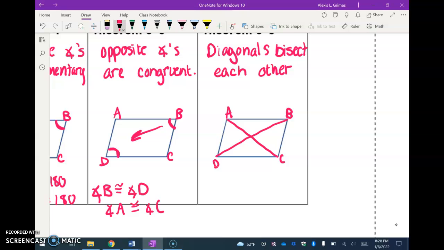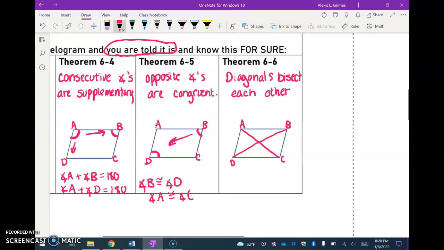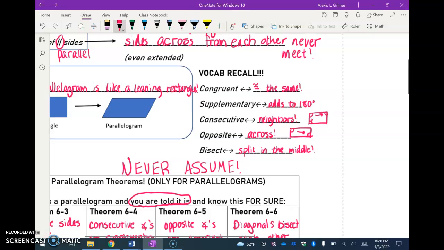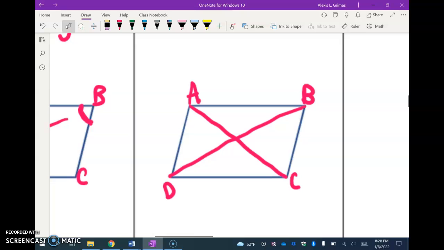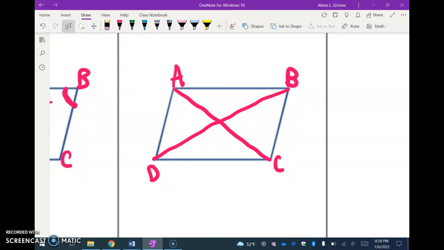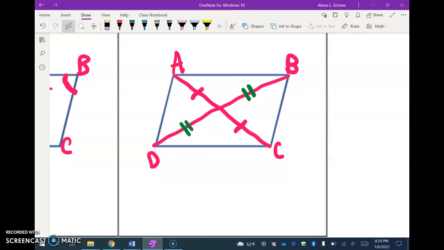They bisect each other. What did bisect mean? Bisect meant split in the middle. So from A to C, I split it in the middle. That means this side and this side are the same. Right? Because it's split in the middle. That also means this side and this side are the same. Remember, when the markings are the same, that means they are equal or congruent.